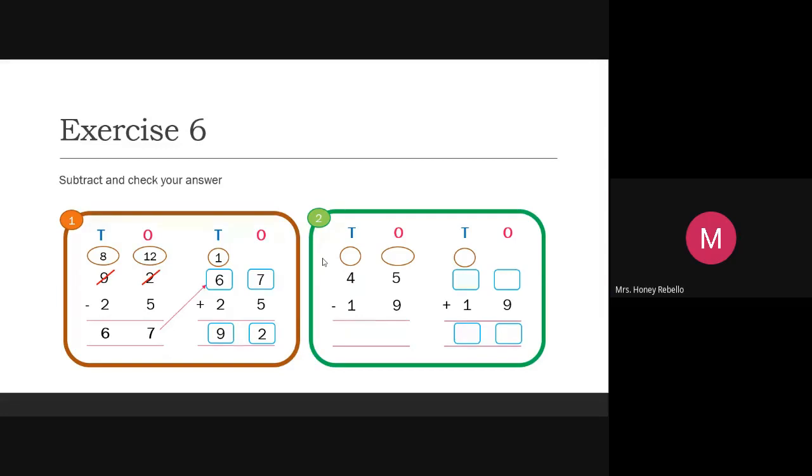I want you to do the second sum. Sanjit, are you there? No. Sanjeevan. Yes, ma'am. Sanjeevan, good. How are you, Sanjeevan? I'm fine, ma'am. Okay, good. Sanjeevan, please, ma'am will help you.